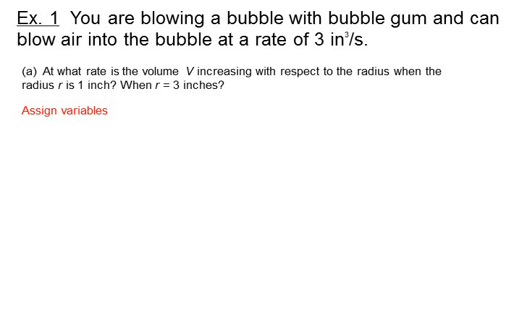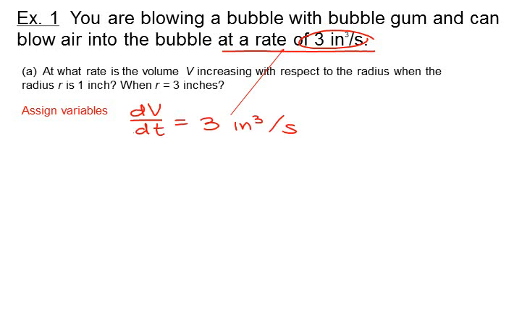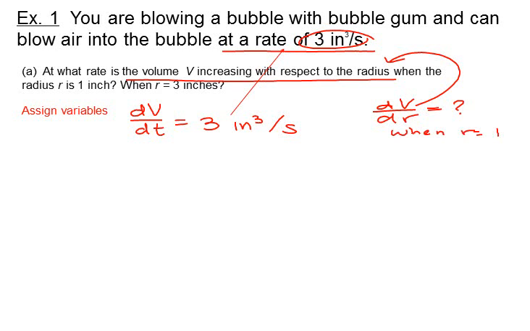Our first step is to assign variables and translate the given information and what we're asked to find into symbols. The 3 cubic inches per second is a change in volume over change in time, so we should call that dV/dt. In part A, the rate at which the volume increases with respect to the radius is change in volume over change in radius, or dV/dr. And we're going to find that at the instant when the radius is 1 inch. A diagram is probably not necessary for this one, so we'll skip that step.